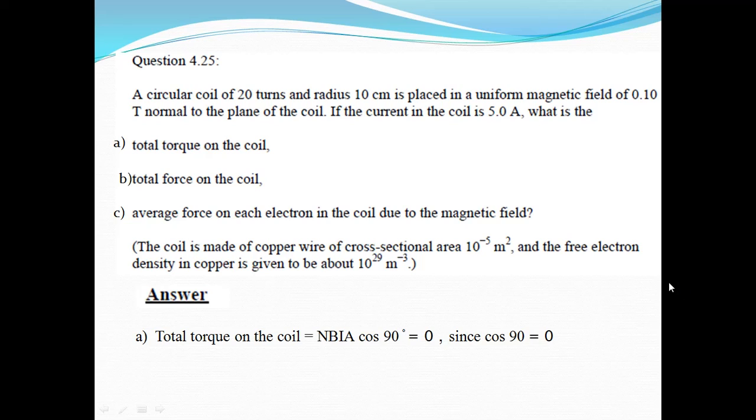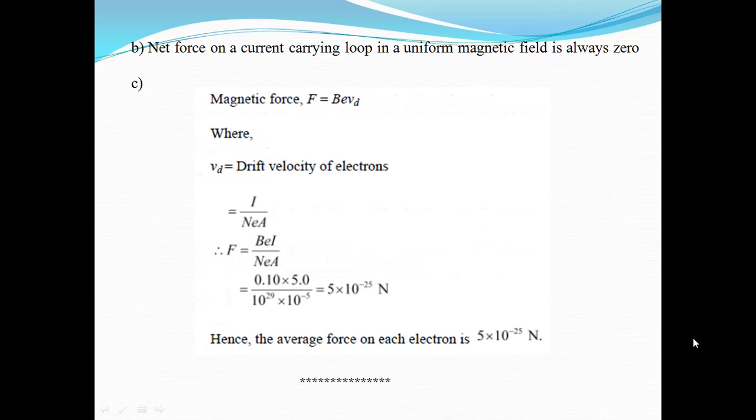So what is the formula for total torque on the coil? You know the total torque on the coil is given by NBIA cos 90. And cos 90 we have as 0. So we get the total torque as 0. And net force is also 0 because the net force on a current carrying loop in a uniform magnetic field is always 0. Now the third part, what is the average force on each electron?